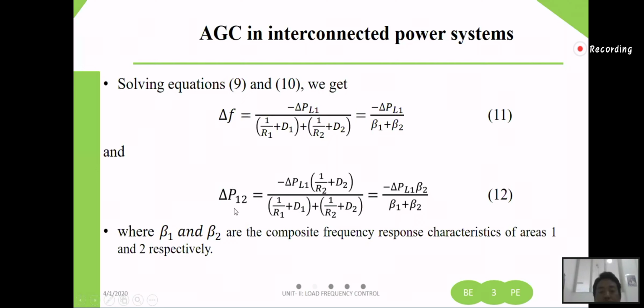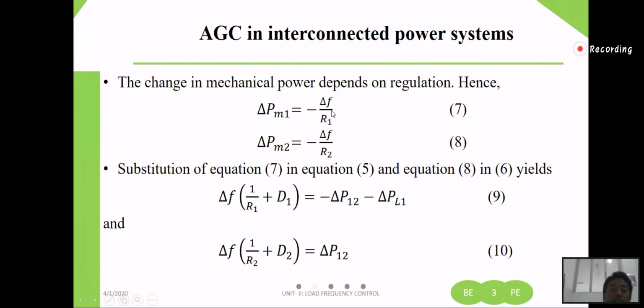Okay, so are you getting it now? Del P12 is the power transfer from area 1 to area 2, so you know how much power has been transferred. And the frequency change due to a total load change of del PL will be given by this one.